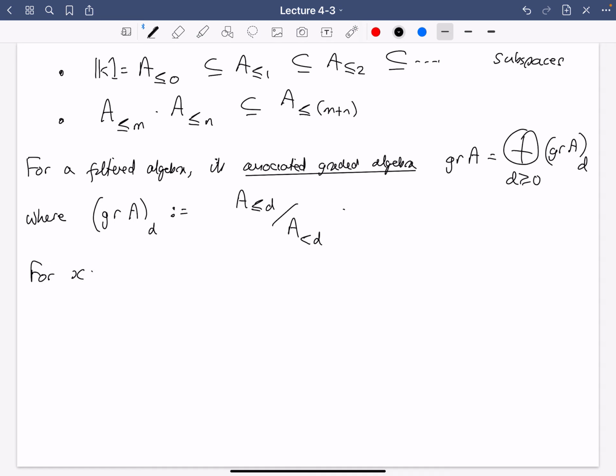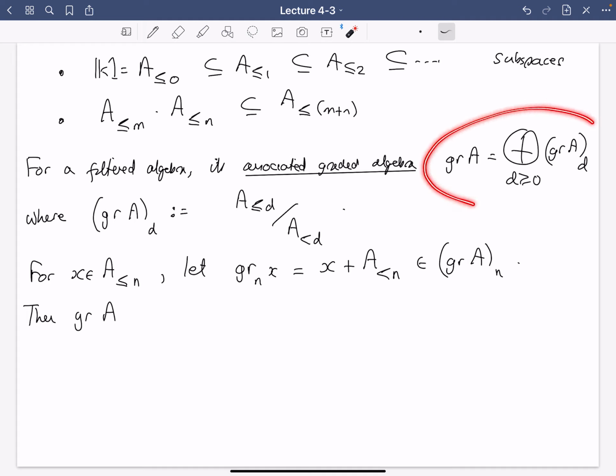Now, if you have any x in filtered degree n, and you let gr_n of x denote x modulo A less than n, so this is inside the degree n graded piece of the associated graded algebra, well then this gr A, which so far is just a graded vector space, these sections give the pieces of that graded vector space, then in fact this is a graded algebra.